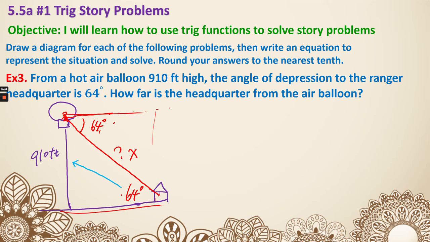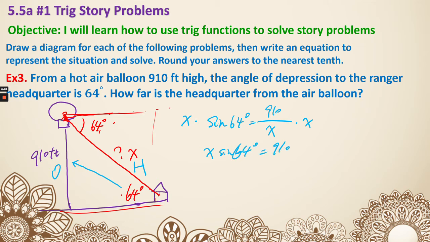64 is facing 910. That is going to be the opposite, and I'm clearly solving for the hypotenuse. That means I need to use my sine. So sine 64 degrees is going to be my opposite, which is 910, over my hypotenuse, which is x. I'm going to multiply both sides by the x. I got x times sine 64 degrees equals 910.